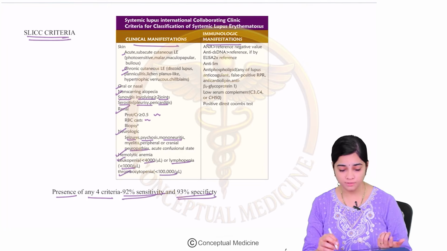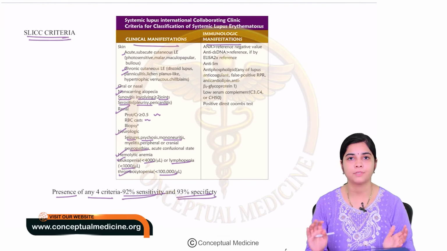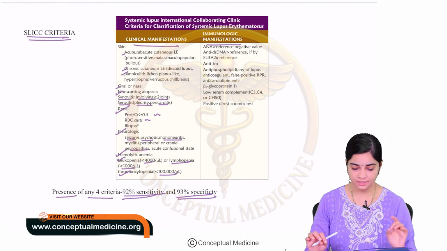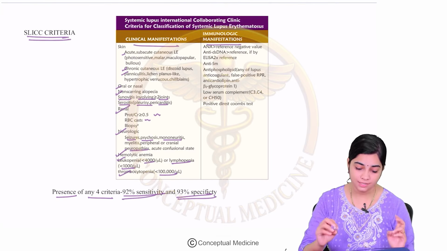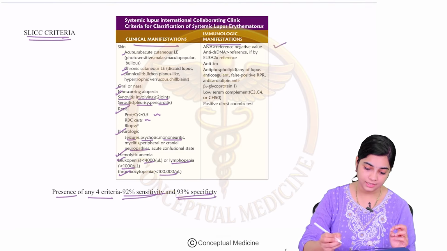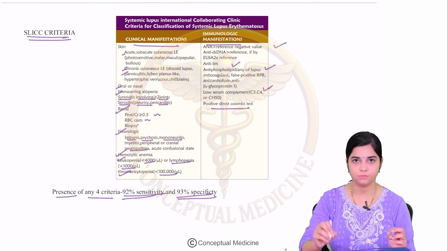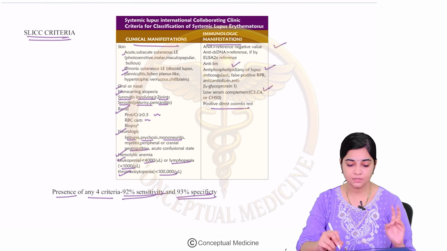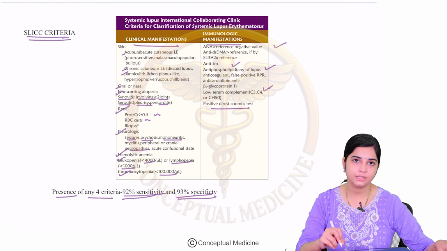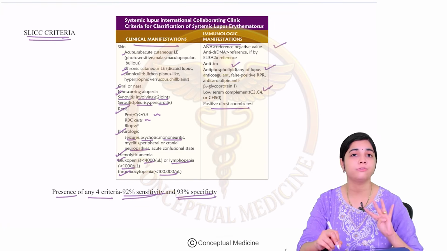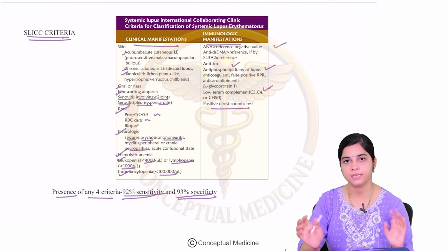So presence of any one of these criteria, and one has to be a clinical criterion, one has to be a laboratory criterion. So any four, if they are there, then 92% sensitivity and 93% specificity. So what are the immunologic criteria? Definitely an ANA, anti-Smith, APS, low complements, and a direct Coombs test. Out of the four, one has to be a clinical and one has to be a laboratory parameter, but if any four are present, then you can safely classify the patient as probable SLE.